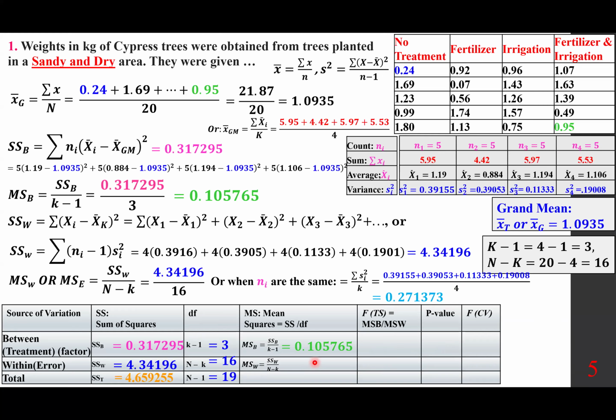And finally, for this table, you gotta put this one here. The ratio of these two is the F. So F is MS in between over MS in within, and that number is 0.3897. We put it here, everybody.